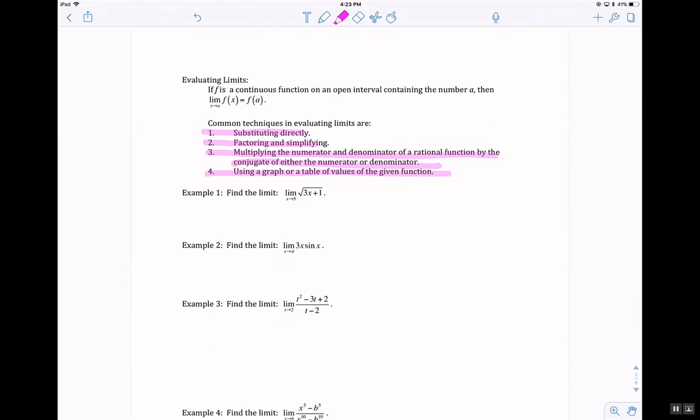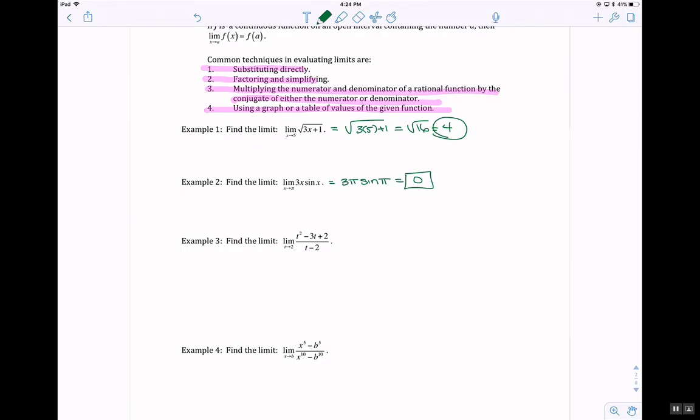So, when I look at example 1, plugging in 5 doesn't give me 0 in the denominator, so I'm just going to go ahead and do it. 3 times 5 plus 1, square root of 16, which is 4. Again, I can plug in pi because it doesn't give me 0 in the denominator, so 3 pi minus the sine of pi. The sine of pi is 0, so overall, this is 0.